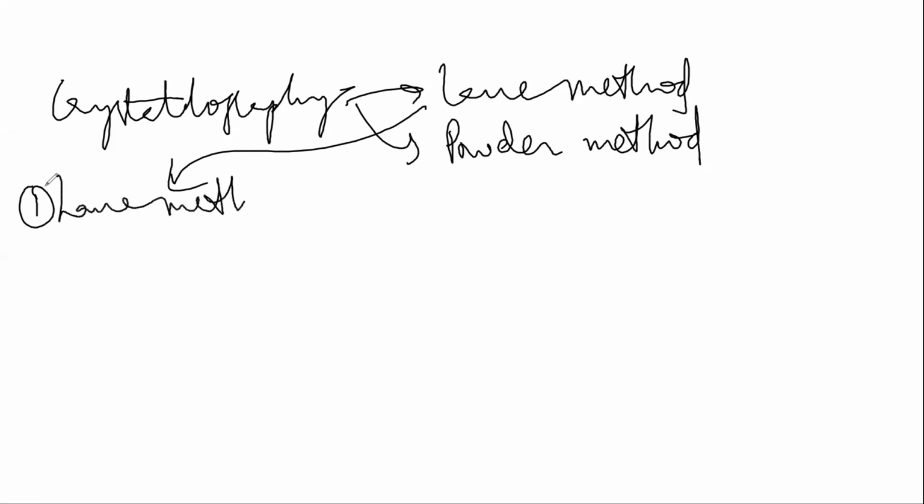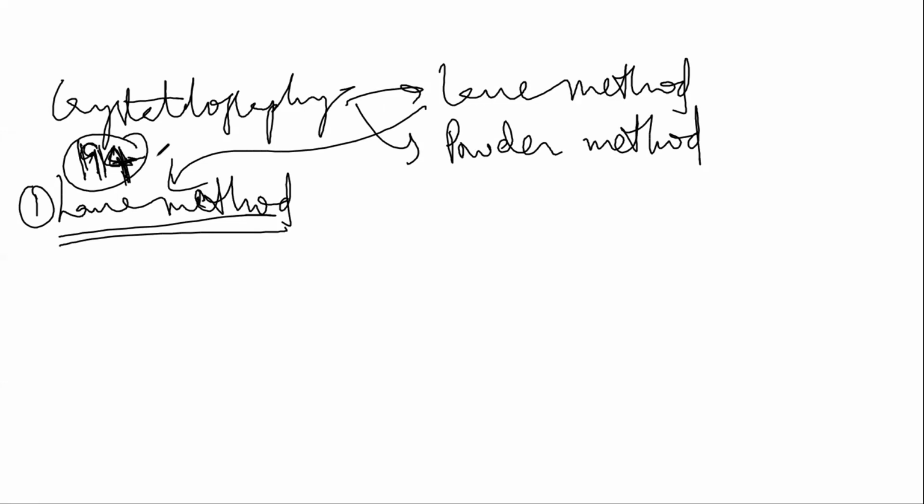Ley gave the theory, and he was awarded the Nobel Prize in 1914 for the theory that X-rays are electromagnetic waves and that X-rays undergo diffraction with crystals. The pattern obtained by Ley is called the Ley pattern. We have seen that in the previous class.